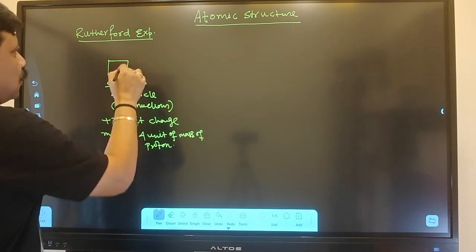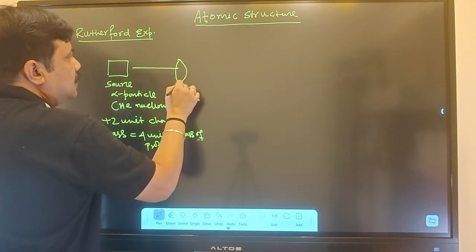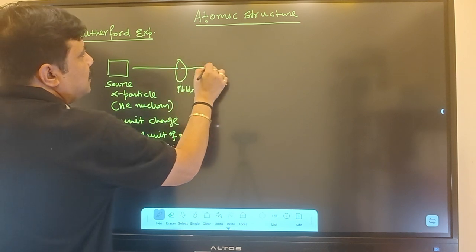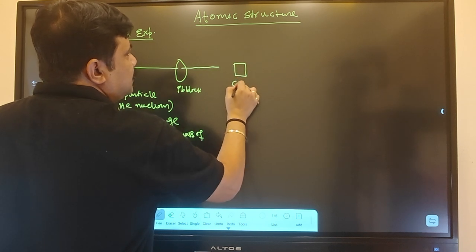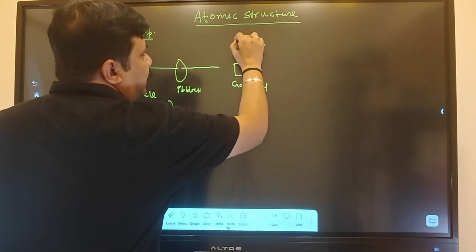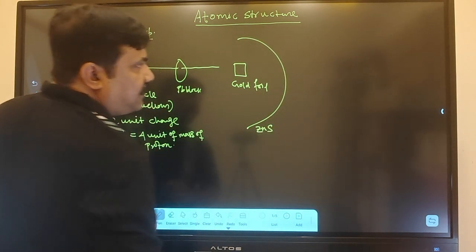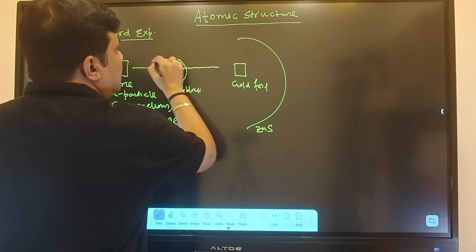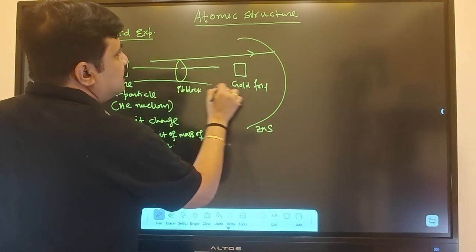Now from this source, the alpha particle goes through a lead block, where there is one small hole. With this it goes, and here you have a gold foil. Outside of the gold foil, round it there will be a fluorescent screen, which is zinc sulfide. Now maximum alpha particles will go straight without any deflections.